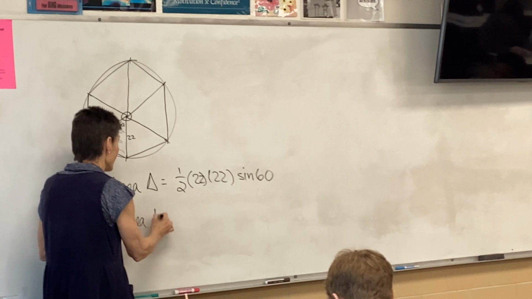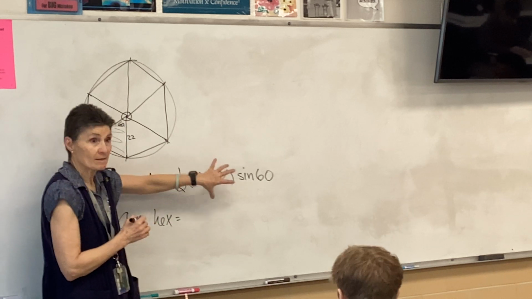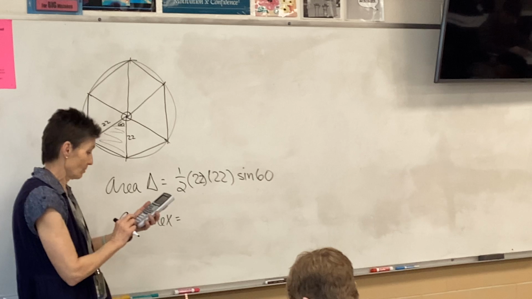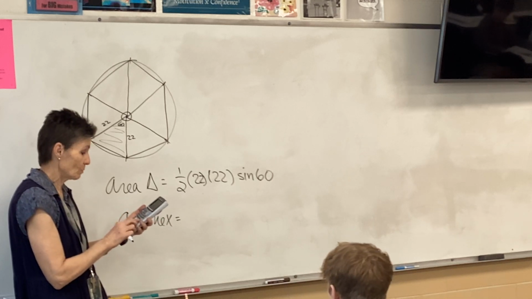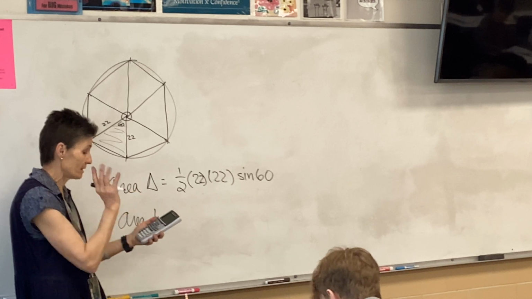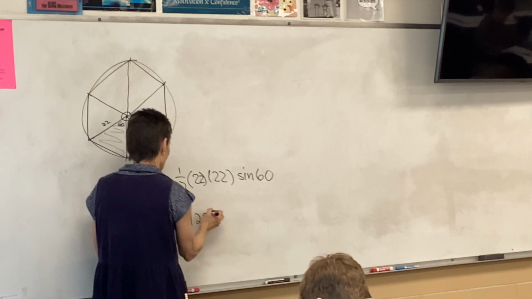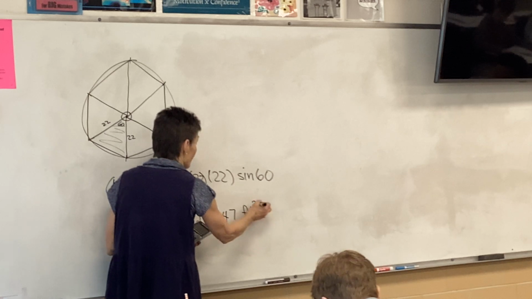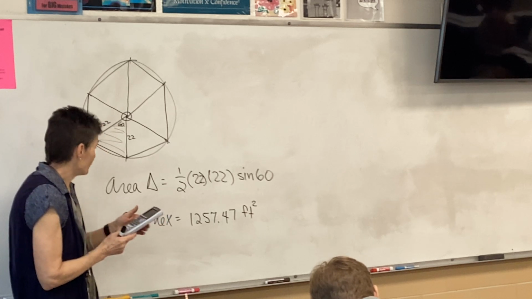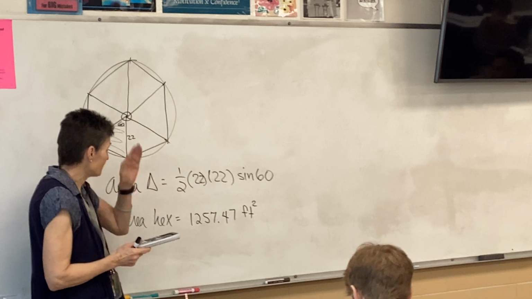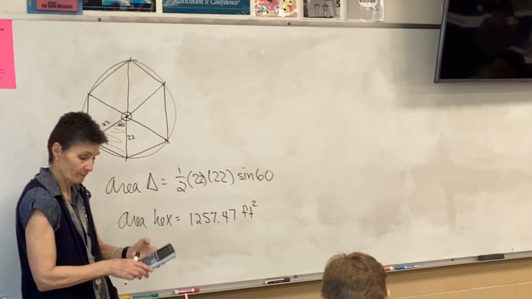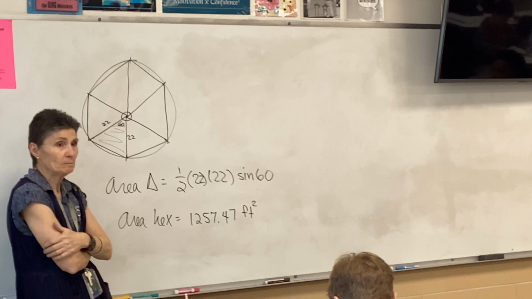How will I then find the area of the hexagon? Take that times 6. Aren't there 6 of those around there? Easy peasy. Here we go. Triangle: 1/2 times 22 times 22 times sine 60. And then just hit times 6. Don't round it off, just hit times 6. Did you get 1257.47 square feet? When you get your triangle, don't round it off, just hit times 6, and this is what you should get. Does that look okay?